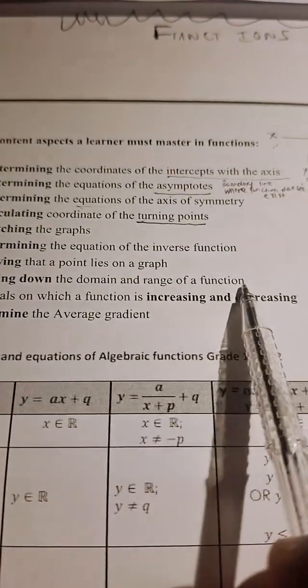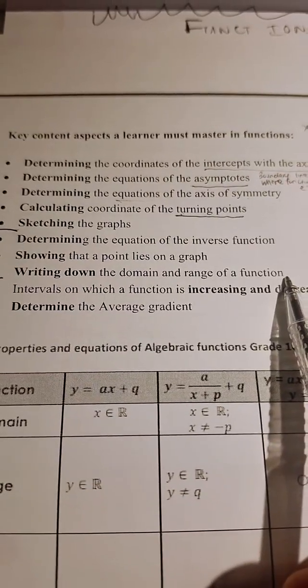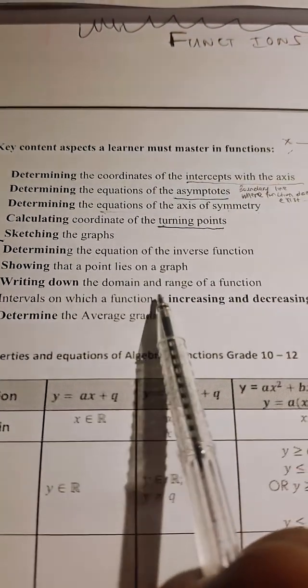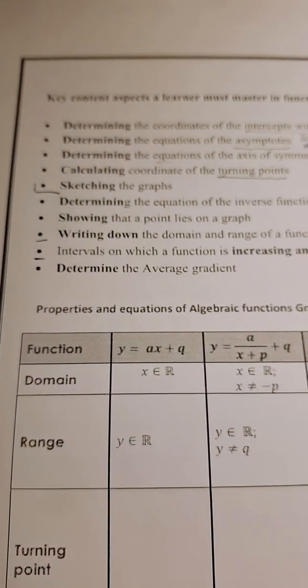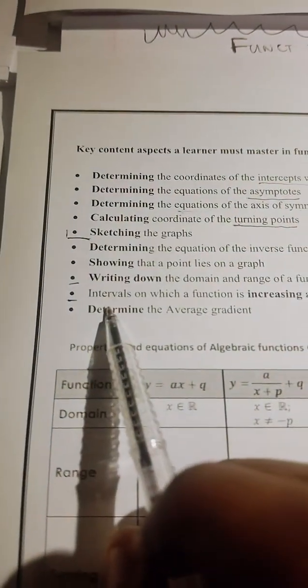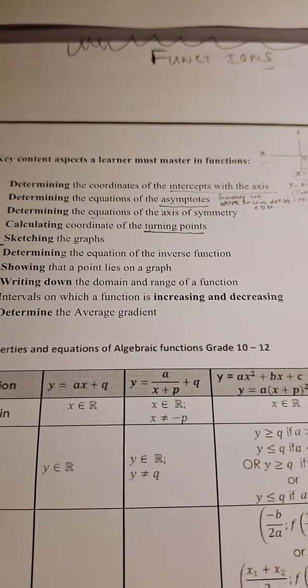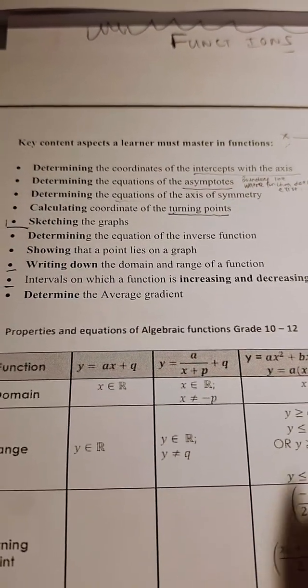I will also incorporate in my explanation how to write down the domain and the range of a function. Also we are going to look at the intervals on which a function is increasing and decreasing, because as part of our sketch we are going to look at that as well. I'm also going to leave that for today. So these three are the only bullet points I am not going to focus on today, because I don't want us to be overwhelmed with information.